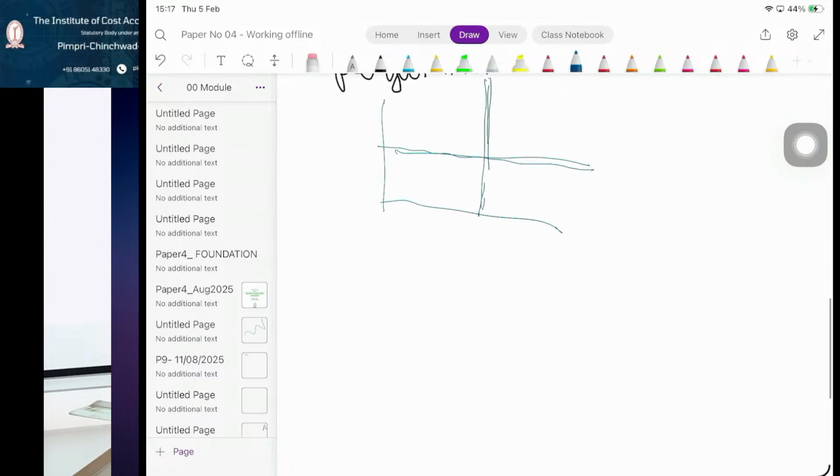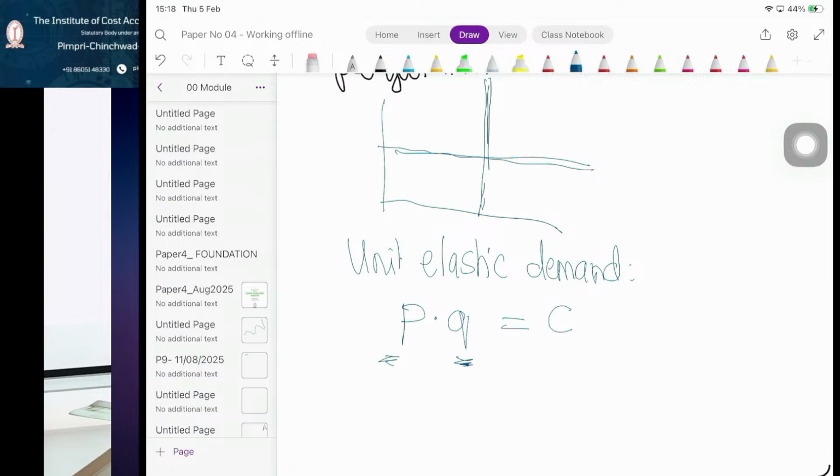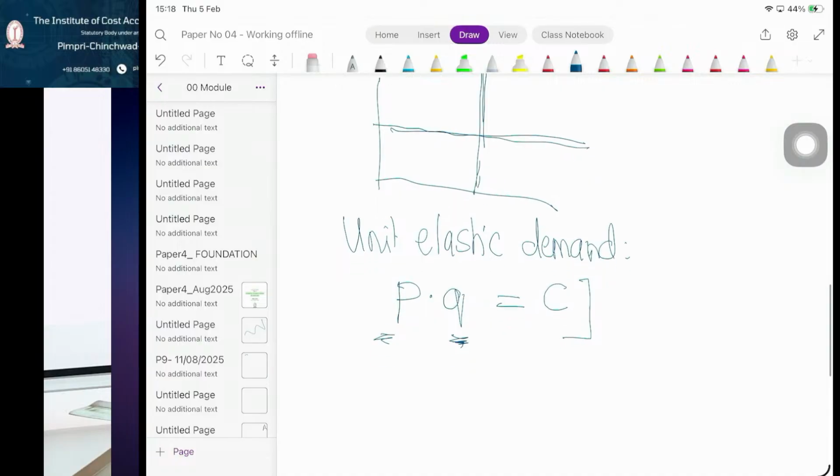Just write one equation which gives us unit elastic demand. Unit elastic demand is where P times Q is equal to C, a constant. P is the price of the product, Q is the quantity purchased, and that is always equal to a constant amount. Such a demand curve will be a unit elastic demand curve. It's a very common kind of demand curve, I'll tell you.